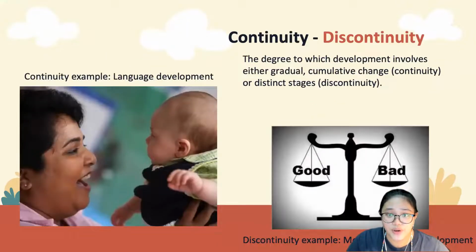All right. Moving on to the third issue, which is continuity and discontinuity. This focuses on the degree to which development involves either gradual, cumulative change, which is continuous, or distinct stages, which is discontinuous. A way to ask is if there were sudden changes, or was it a change that happened gradually or in increments? So going back to our example of language, development in language can be seen as continuous when an infant is able to say their first word. And looking at that event of them just saying their first word may seem discontinuous or abrupt if looked at in isolation.